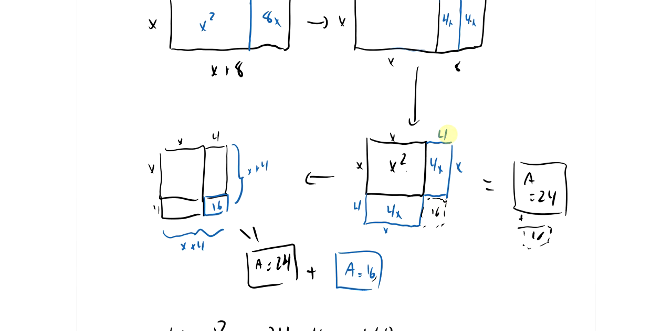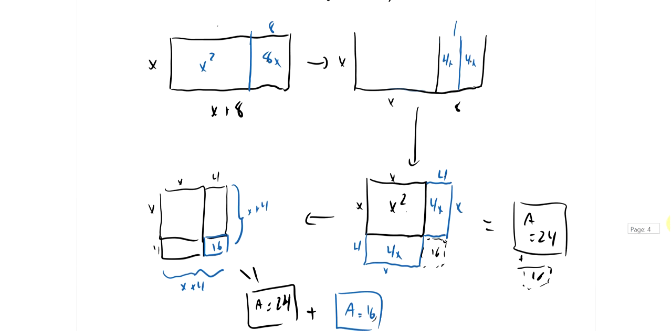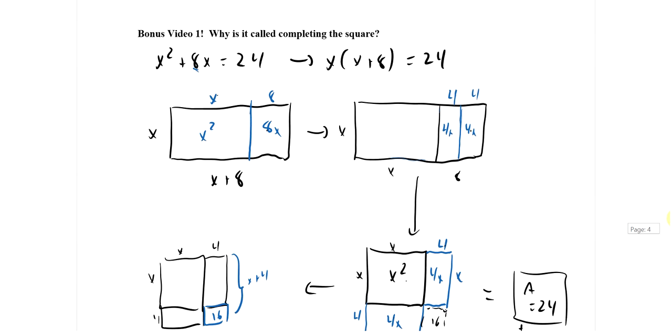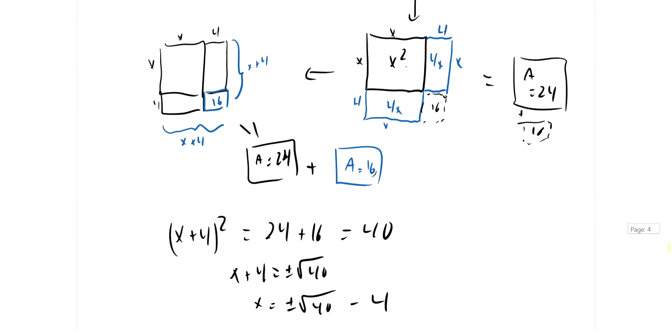How big is this piece? It's the square of half of the original coefficient, because you split the original coefficient in half. So that's why it's called completing the square. That's why the method works. That's where it came from. It's very old.